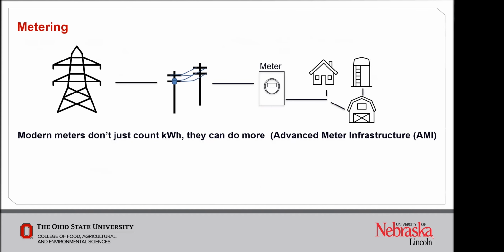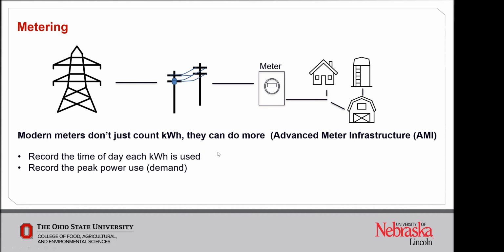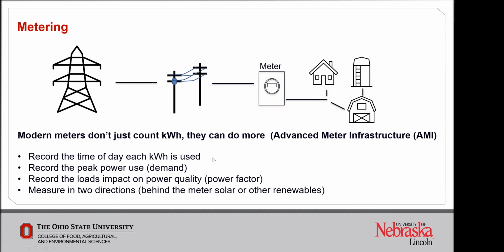The idea here is that things are changing, and really what's changing is not so much the electric grid itself, it's the meter that's changing. There are new meters, advanced computer meters, going in. Sometimes they're called AMI meters, advanced meter infrastructure, and that meter can not only record the amount of electricity used, but it can record the time of day it was used and the peak it was used during a billing period. It can record the load's impact on power quality, in this case power factor, which we're going to talk about in another webinar.